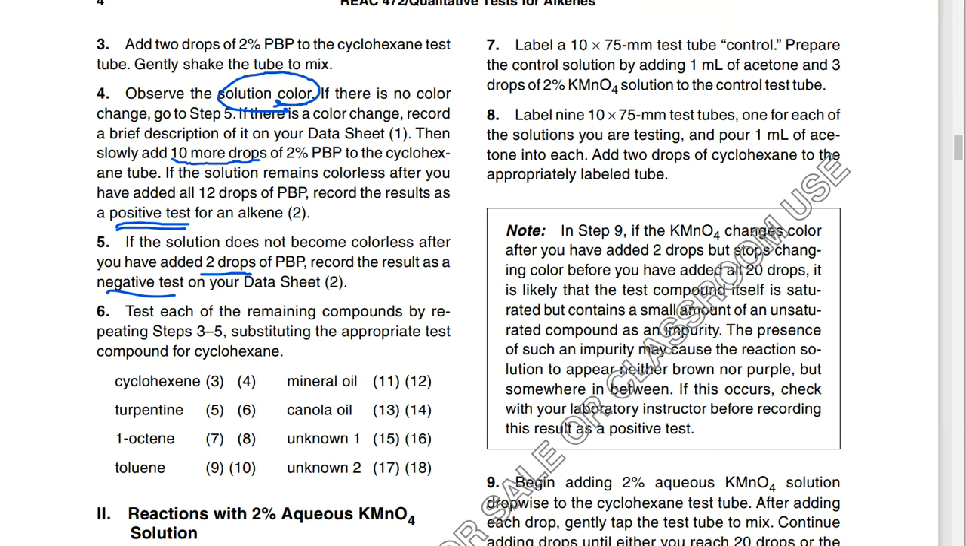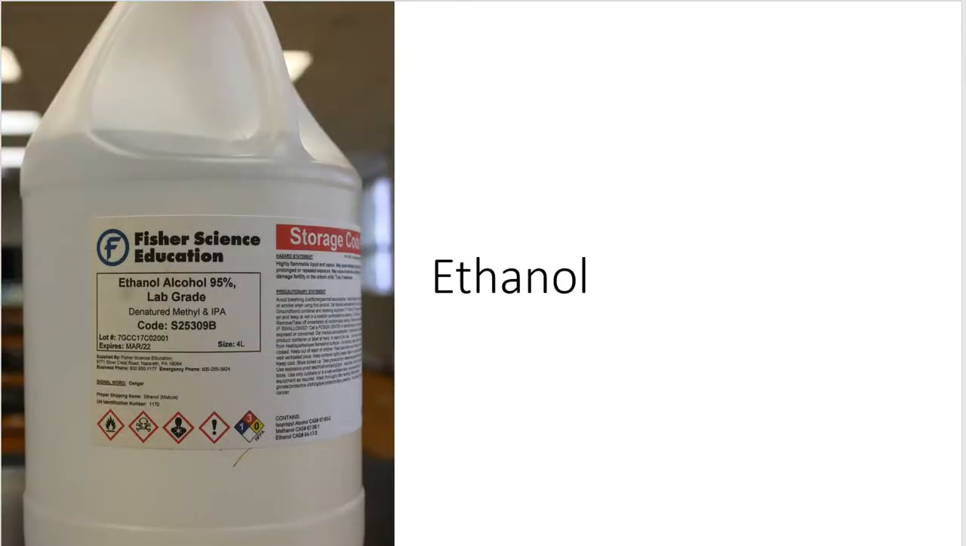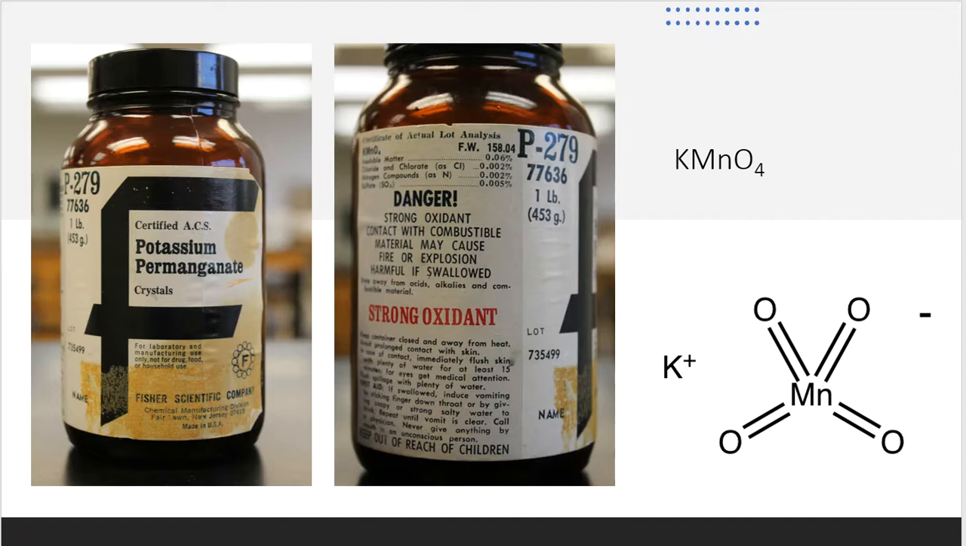But there is another solution that I'm going to have to make. And if I go to part 2, it's going to talk about this 2% again, but this time it's aqueous KMnO4. So I'm going to do the same thing here. I know I need KMnO4, so I'll pull that from the shelf. Here's the bottle of KMnO4, potassium permanganate. The structure is over here to the right-hand side, K+, and then MnO4 with a negative charge. So this is basically a salt because it carries a cation and an anion, and it can dissolve in water very well.